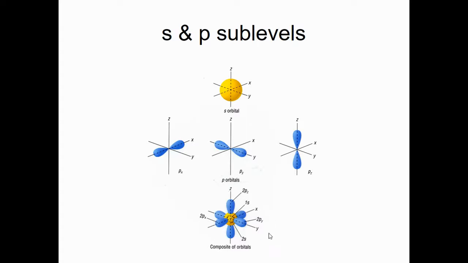So in this picture, you can have a total of 10 electrons. 2 in the little s, the first s, 2 in the second s, that's a total of 4, and then 6, 2 in each of the p's, for a total of 10.